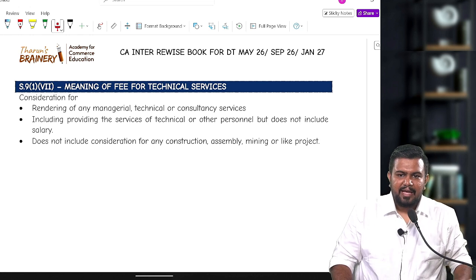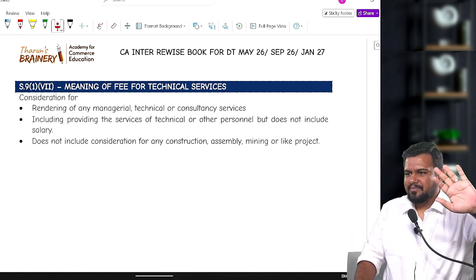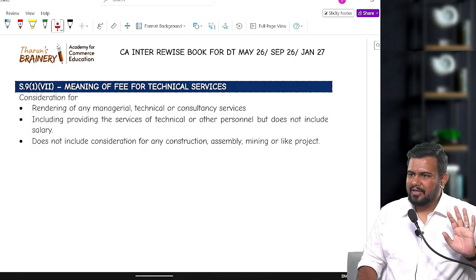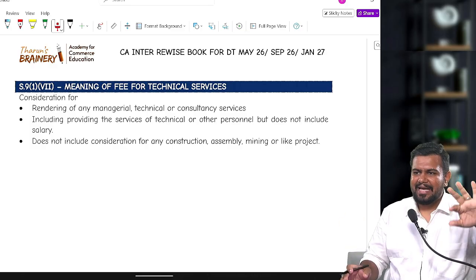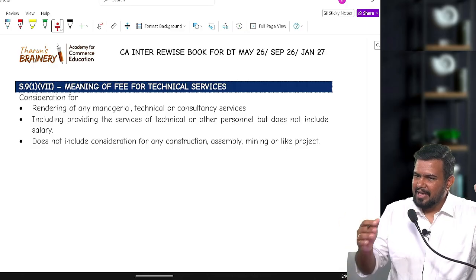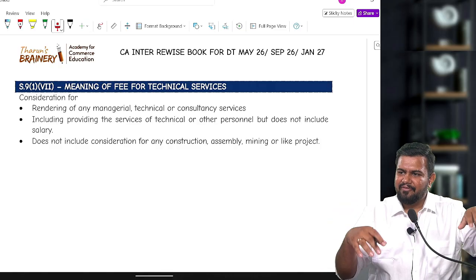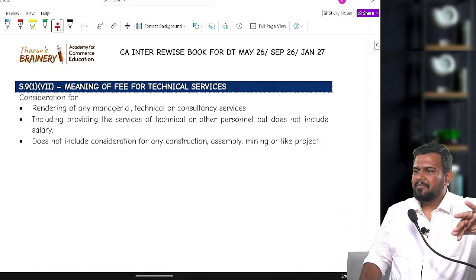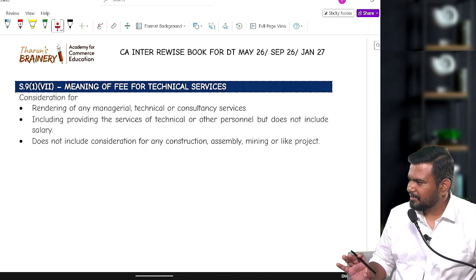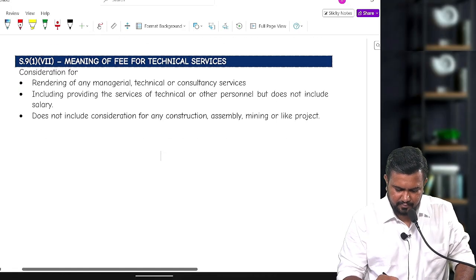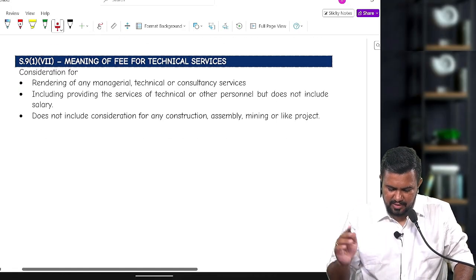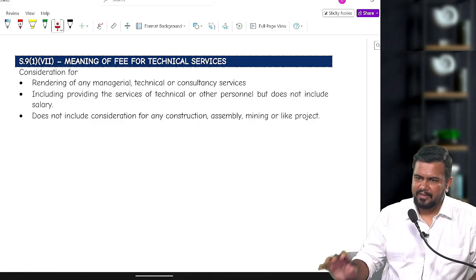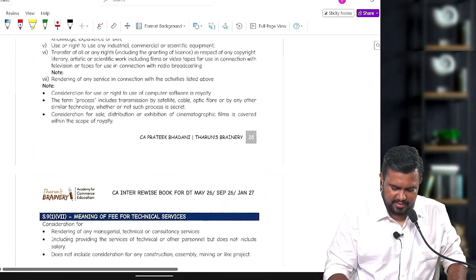But listen, if they themselves are hiring some staff and that staff is doing that computer work, is it fee for technical service? Answer is no. That is salary, understood? If they are giving me the money, and I am giving my staff, that is fee for technical service. If they themselves are employing, that is an employee. That is not fee for technical service. And fee for technical service does not include construction, assembly, mining. Construction, assembly, mining here, it is not fee for technical service.